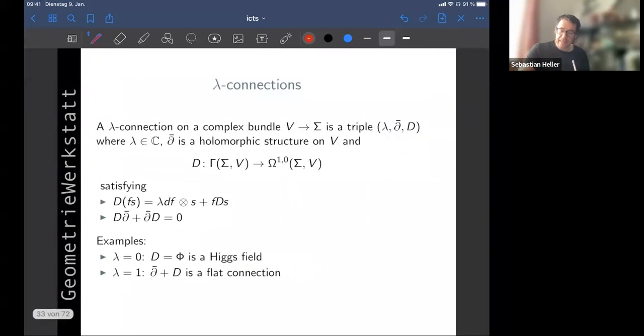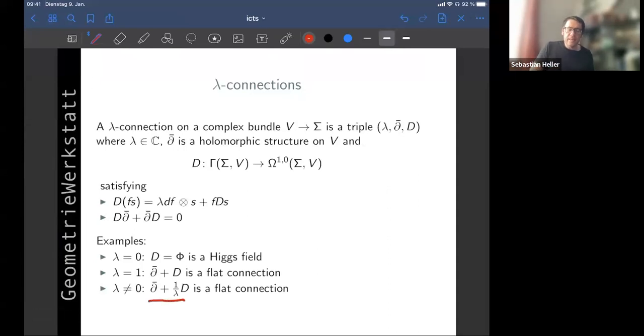And in the second case, when lambda is 1, we can sum up the holomorphic structure and the differential operator D. And this is actually a connection because del bar satisfies the 0-1 Leibniz rule, D satisfies for lambda is 1 the 1-0 Leibniz rule. So the sum satisfies the Leibniz rule, and therefore it's a connection. And the second equation tells us it's a flat connection. So yeah, we can generalize for all lambda not equal to 0 and get flat connections.